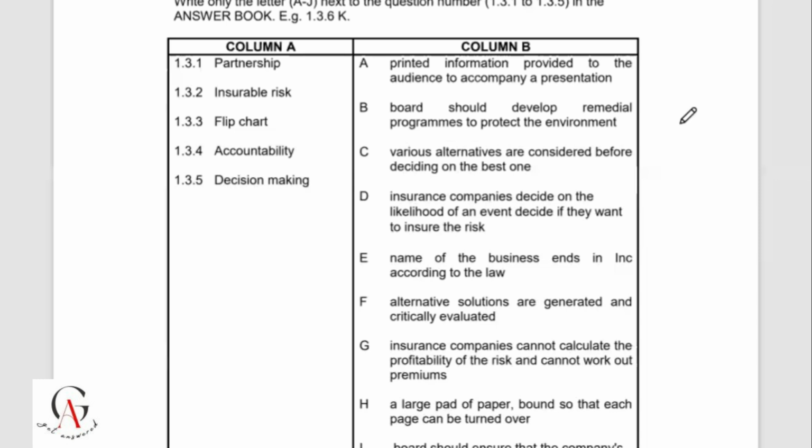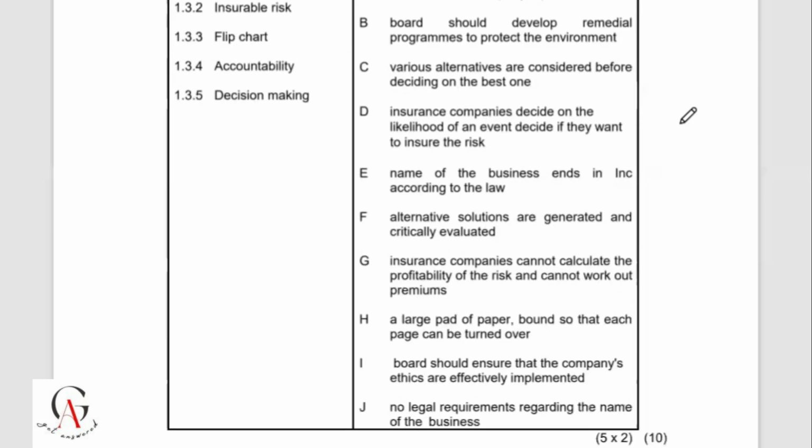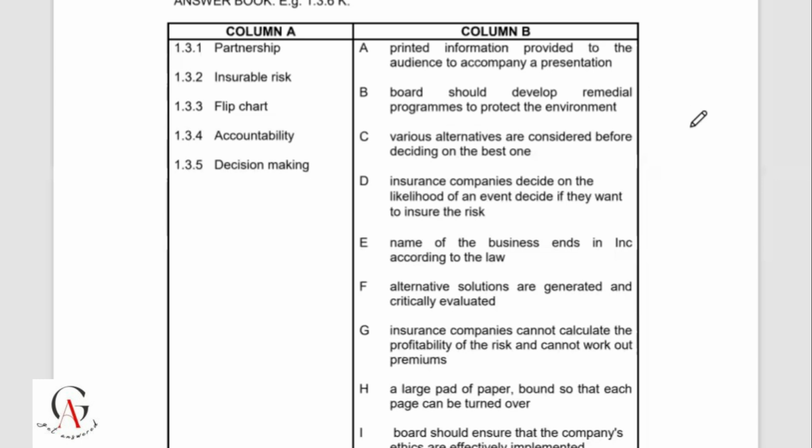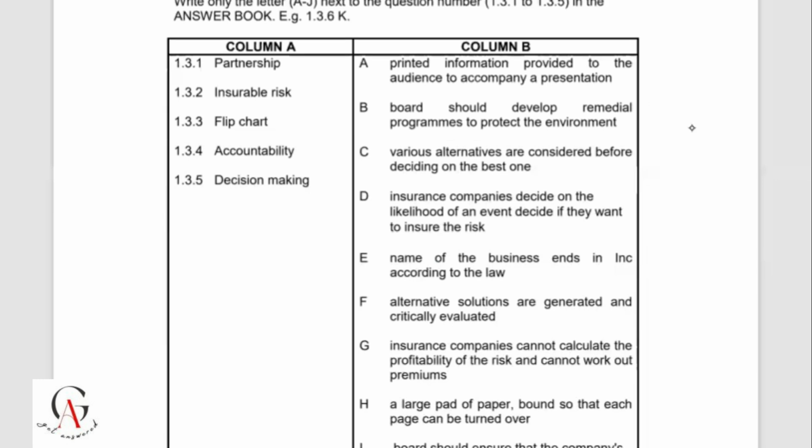1.3.1. So from the given set of options, our appropriate answer in this regard for partnership is going to be J, where no legal requirements regarding the name of the company is going to be our appropriate answer. So it means that for this question, the appropriate answer is going to be J. Okay, right. So now let's check insurable risk. For insurable risk, our appropriate answer is going to be D, where insurance companies decide on the likelihood of an event if they want to insure the risk. So now that is the only option that is pretty close to the concept that is under study.